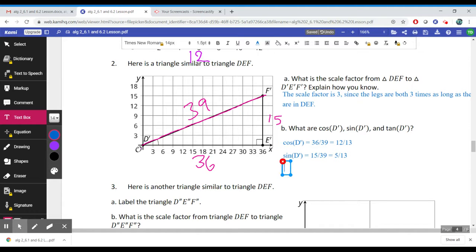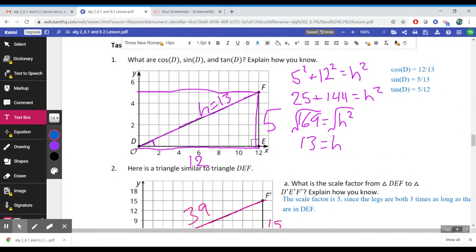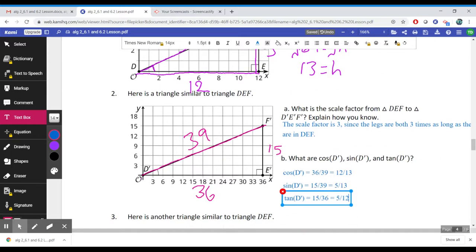And lastly, we'll take a look at the tangent. For the tangent, we have to look at the opposite side divided by the adjacent. So we'll have 15 for our opposite divided by our adjacent side of 36. Again, 15 and 36 are both multiples of 3. If I divide 15 and 36 by 3, I get 5 and 12 respectively. So 5/12, which happens to equal the tangent of d.